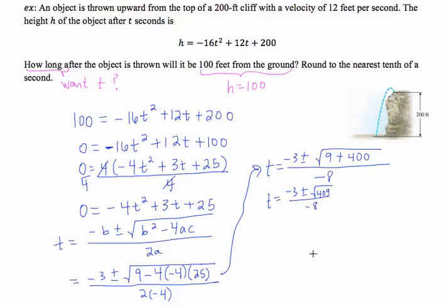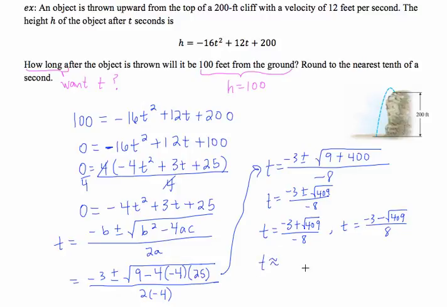So instead, why don't we just keep going with this and approximate, because ultimately this is an applied problem for which we want to round to the nearest tenth of a second anyways. So let's approximate here. We have two solutions. We have negative 3 plus radical 409 over negative 8, and we have negative 3 minus radical 409 over 8. So we're going to need to approximate each of those.